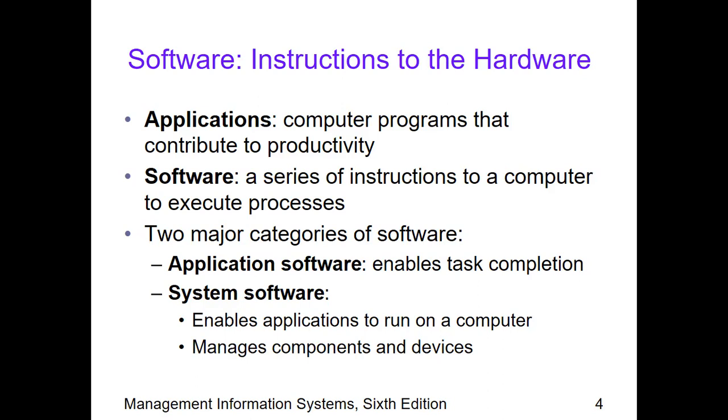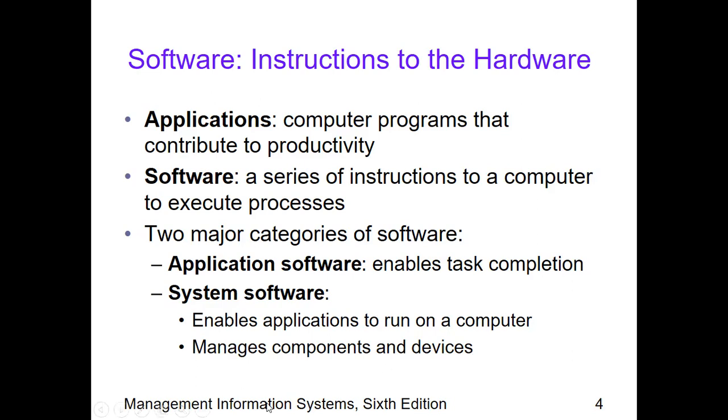Applications are computer programs that contribute to productivity, and also these are software. Software is a series of instructions to a computer to execute processes. For example, if we have Microsoft Word as an application software, we are going to do keyboard shortcuts or simply click certain menus there. That particular series of options, or steps to be done, will produce the output. Prior to that, of course, we execute the processes to produce the output.